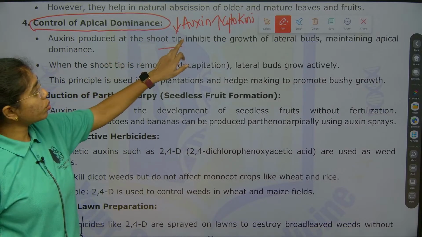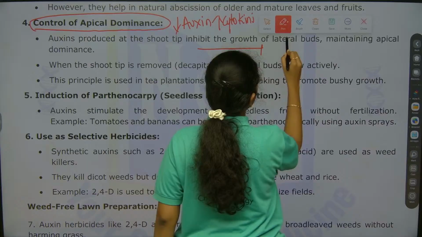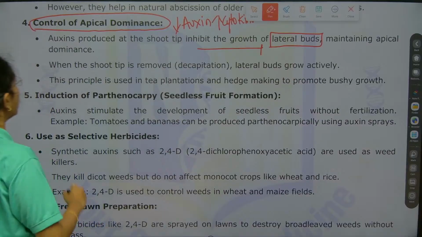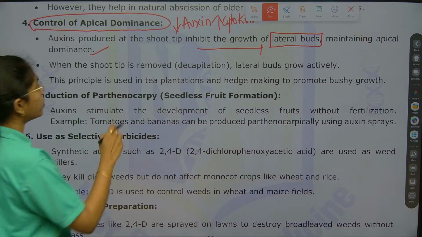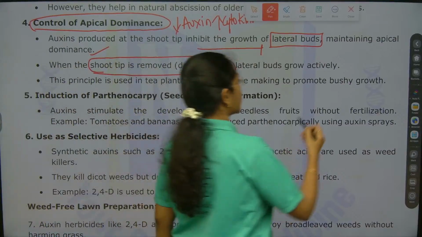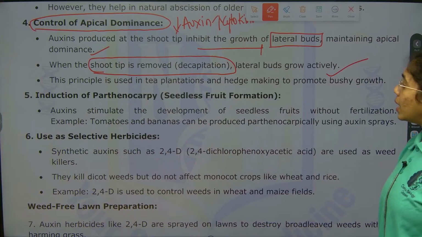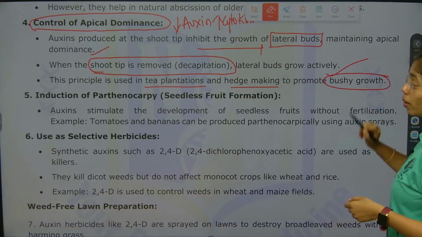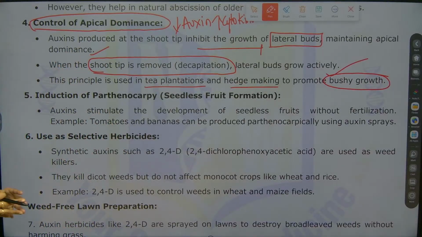Auxins produced at the shoot tip will inhibit lateral buds, maintaining what? Apical dominance. When the shoot tip is removed, or decapitated, lateral buds will grow actively. The principle is used in what? Tea plantations and hedge making to promote bushy growth. This is what you will see in the control of apical dominance.